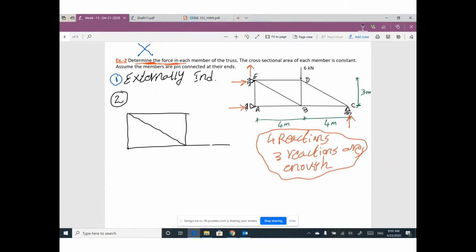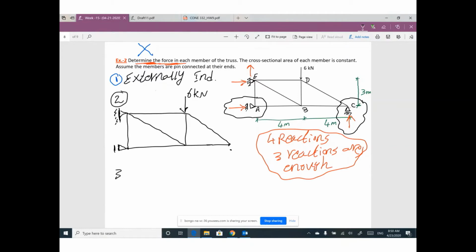We have 2 options, I believe. The first option, you can delete this reaction, or you can delete this reaction. It's up to you. Both of them work. Actually, I'm going to keep this one and keep this one, and I removed this reaction. So I removed the roller. And we have 6 kilonewton, nothing else.